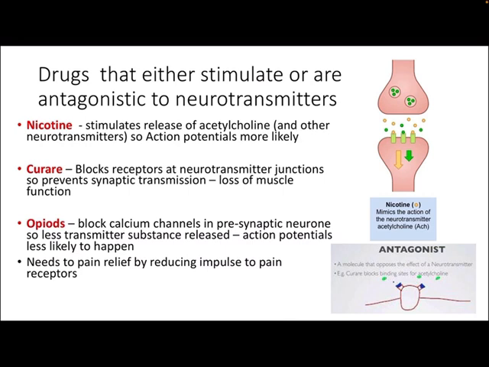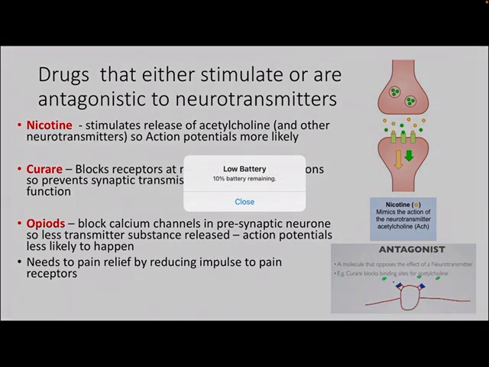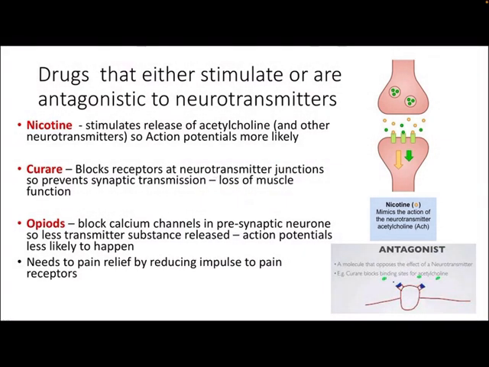And then opioids will block the calcium channels in the presynaptic neurons, so less transmitter substance can be released. Therefore, action potentials are less likely to happen. And this will be used for pain relief because it reduces impulses to the brain receptors.